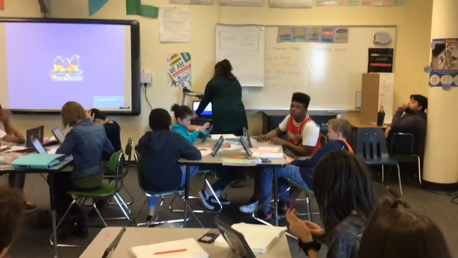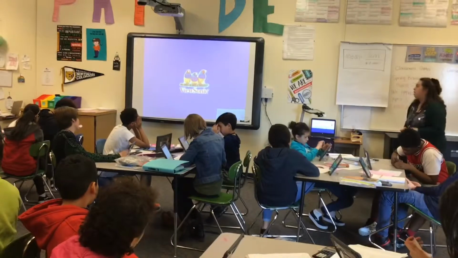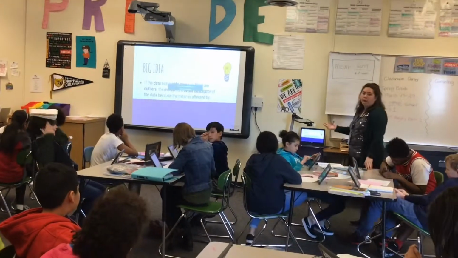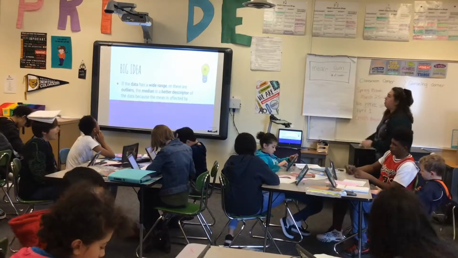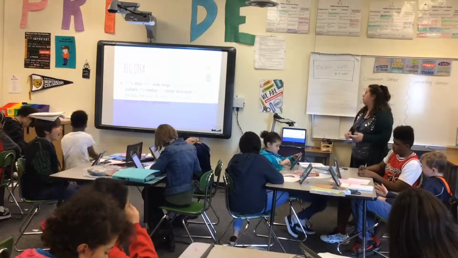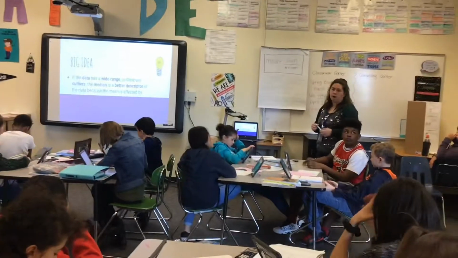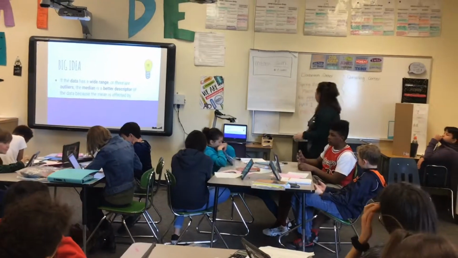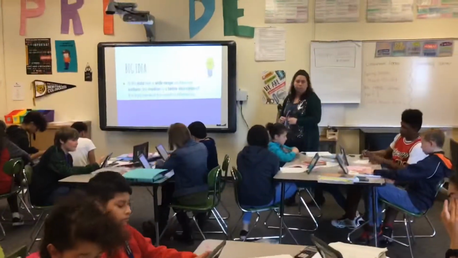Okay, so to wrap up the big idea that we talked about today, if the data has a wide range, or there are outliers, so that outlier at 64 way off on the right in the distance, the median is a better descriptor of the data because the mean is more affected by extreme values and outliers than the median is. So to wrap up our thoughts today, go ahead and write this big idea down in your math notebook.